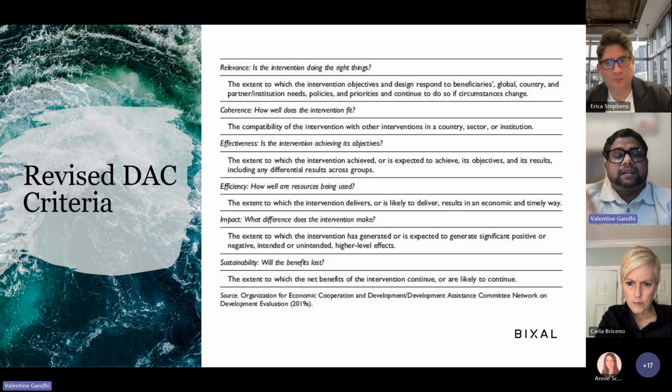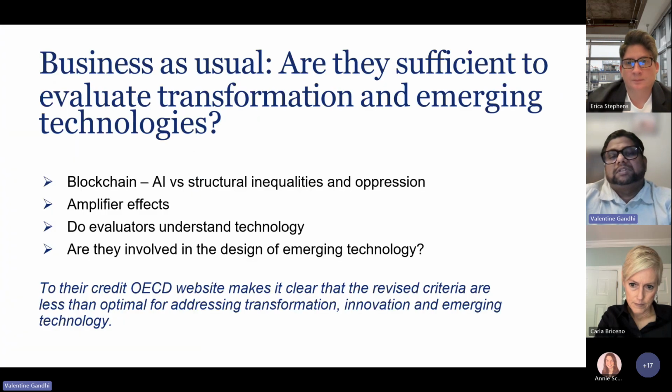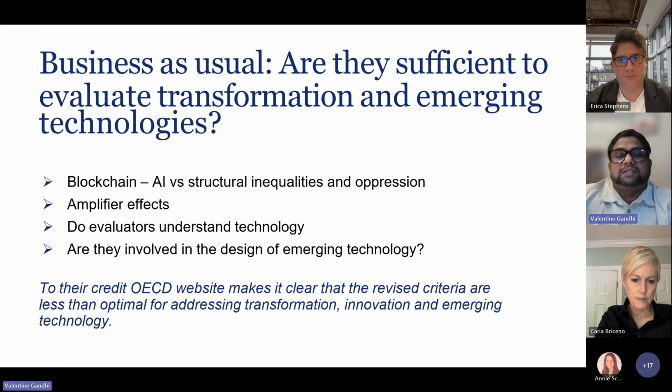This is basically the DAC criteria. Generally, we use the DAC criteria for relevance, effectiveness, efficiency, and so on, and then coherence was added in the latest iteration. I'm not going to walk you through this, all of you know what this is. But the DAC criteria, the critics say, is still just business as usual.